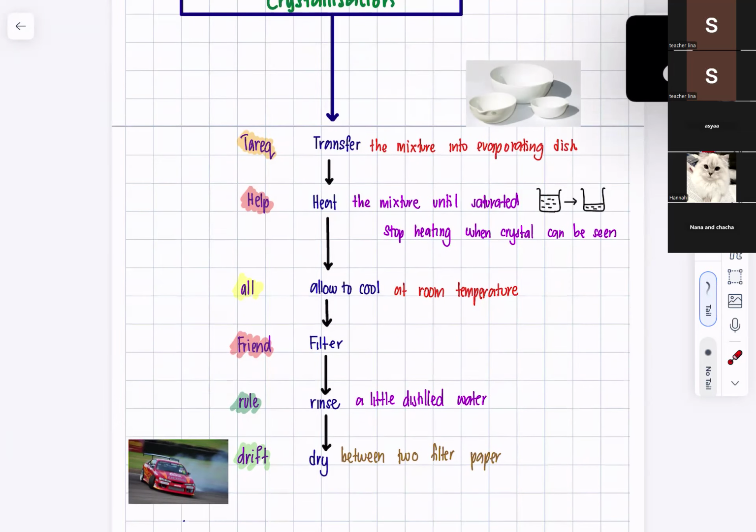Done. So, evaporating dish like this one. This one is the evaporating dish. So, you just remember Tariq, help, all, friend, rule, drift. Okay, you transfer, you heat, you allow to cool, filter, and rinse and dry.